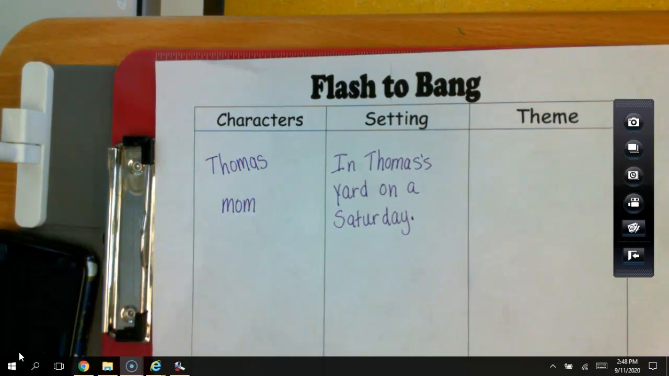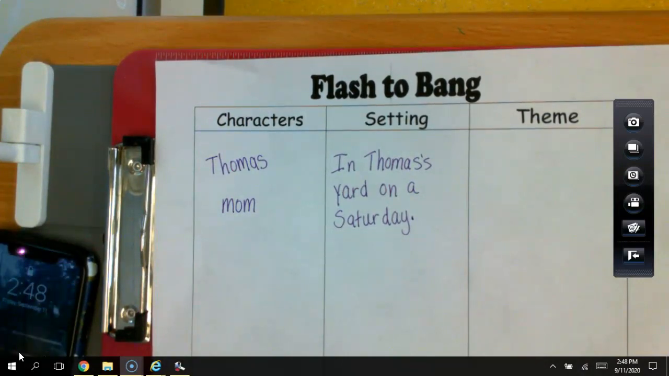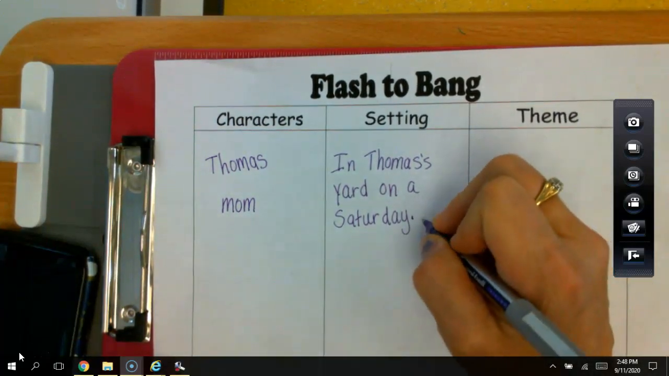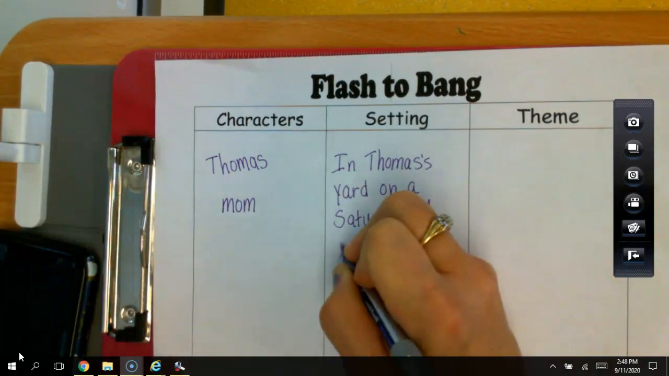There is also something else that I remember was happening. I do remember that even though he wanted to play outside, his mom said he couldn't. And why couldn't he? Well, a storm was coming. So that really helps me visualize the setting of the story. And I'm going to write, a storm was coming.